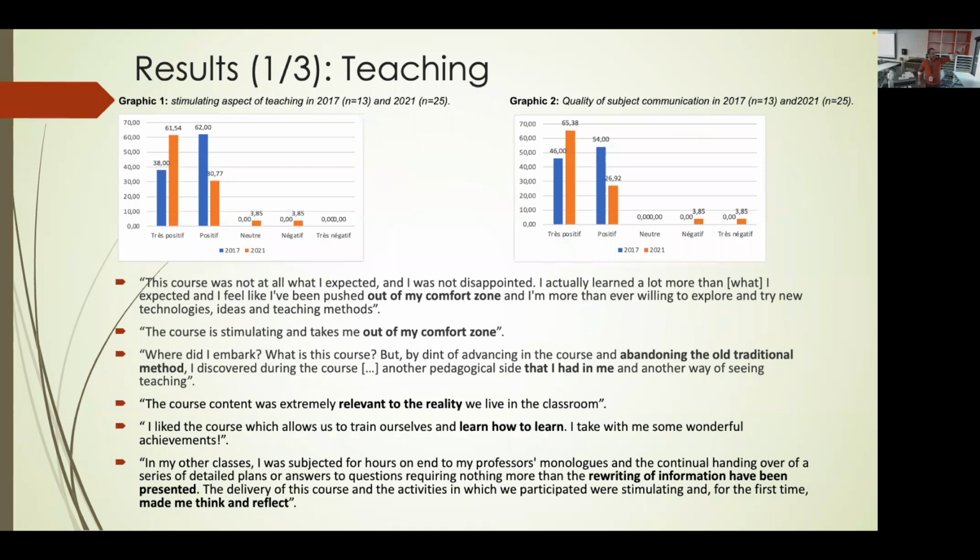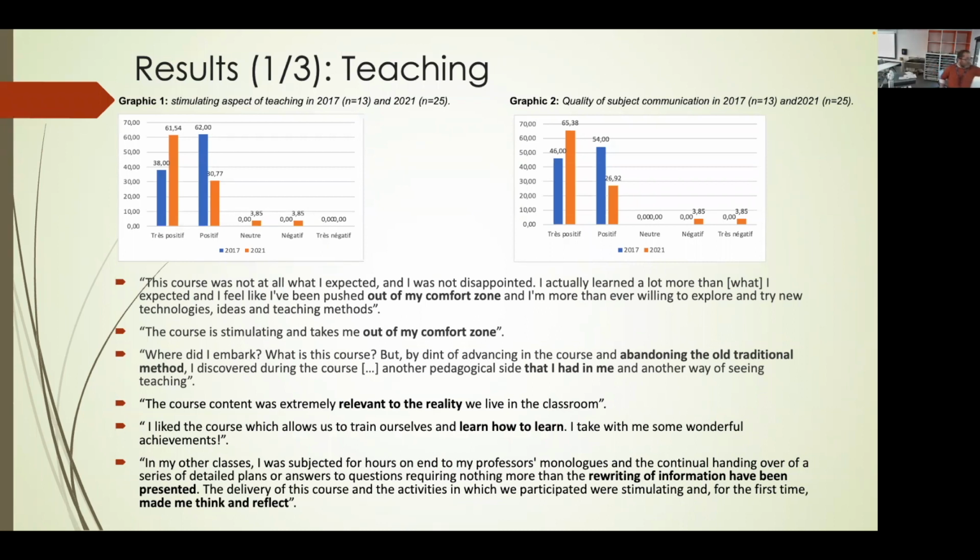The result: we have here the stimulation aspect, how stimulating it was, and the quality of subject communication. And what you see is a kind of polarization. The people were positive, in blue, and they were very positive at the end in the new version of the course. But we have two participants, 3.85%, who are neutral or negative. I want to keep this in mind. I will come back to these two participants.